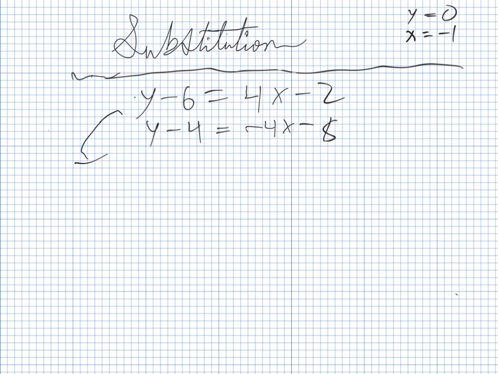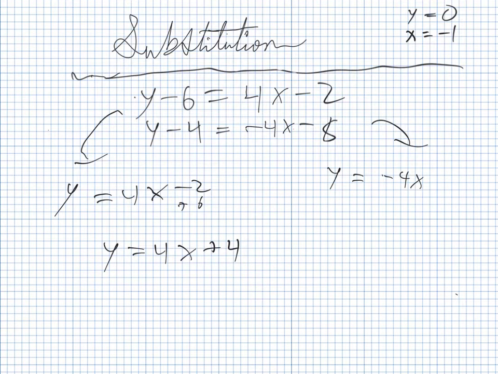So first we're going to simplify this and isolate y as the variable. So y equals 4 times x minus 2, and we're going to add 6 to the negative 2. So we get y equals 4x plus 4. Then we're going to do the other one, and we get y equals negative 4x minus 4. So we can now set these two equations equal to each other, since both of the latter parts equal y, leaving us with 4x plus 4 equals negative 4x minus 4.